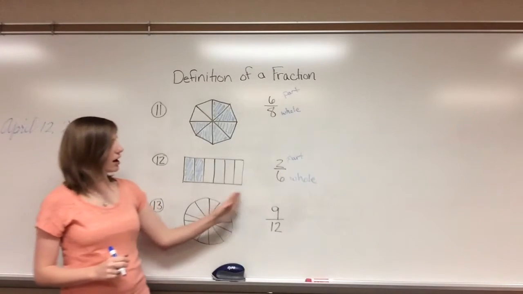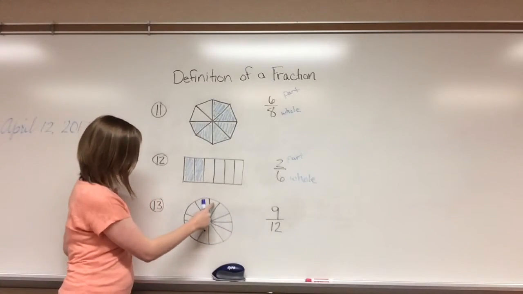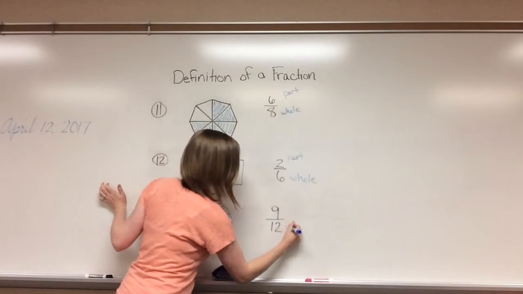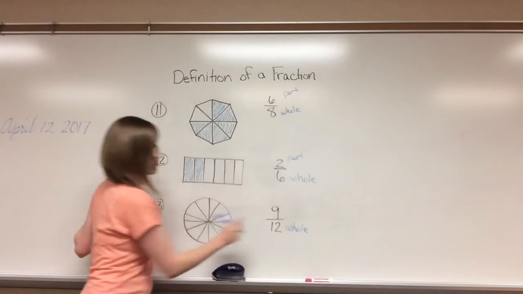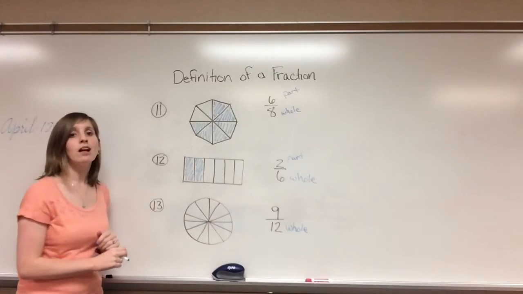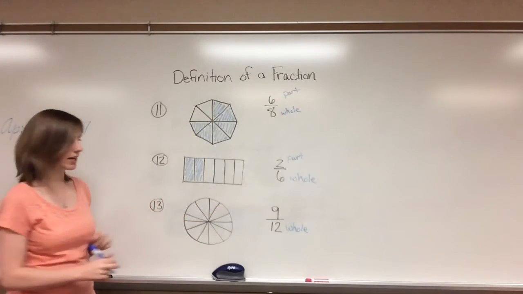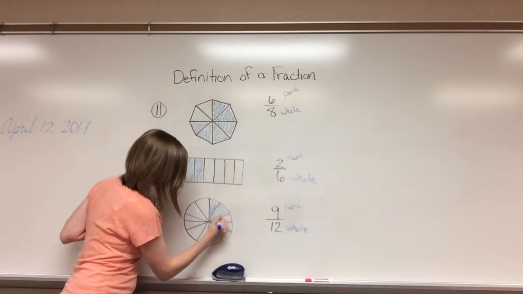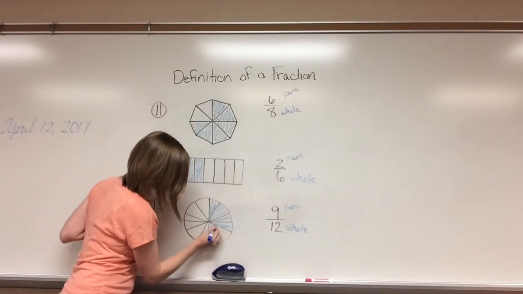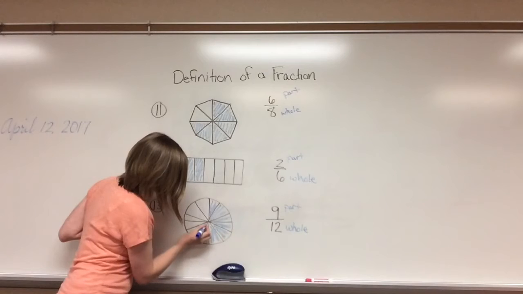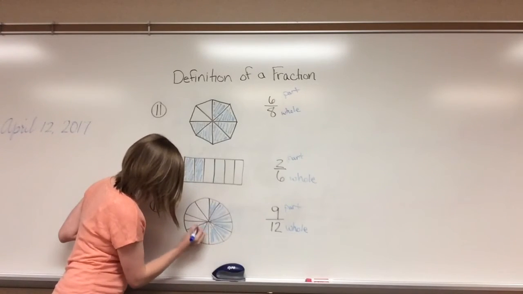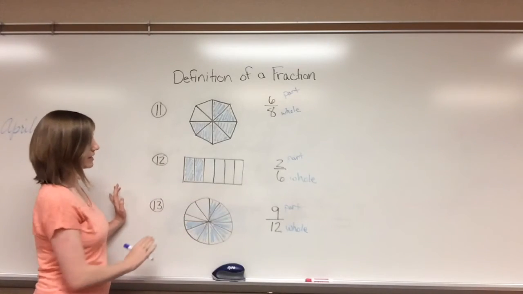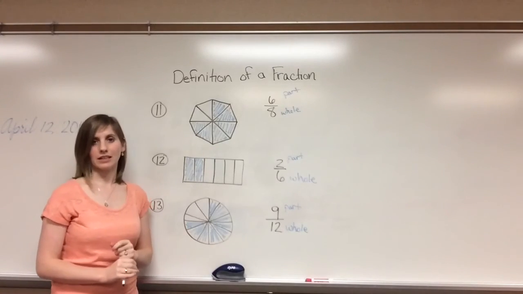Number 13. Our fraction is 9/12. So if I count around, I have 1, 2, 3, 4, 5, 6, 7, 8, 9, 10, 11, 12. My whole amount is that denominator, 12. It takes 12 pieces to make this circle. Only 9 of them are supposed to be shaded. That's our part. Remember, part over the whole. So let's go through and shade 1, 2, 3, 4, 5, 6, 7, 8, 9 pieces. So 9 out of the total 12 pieces should be shaded for number 13.